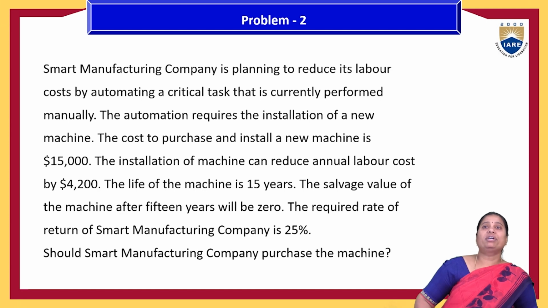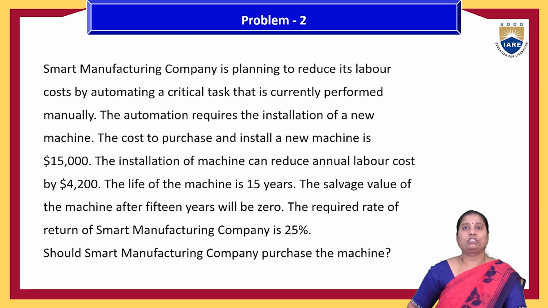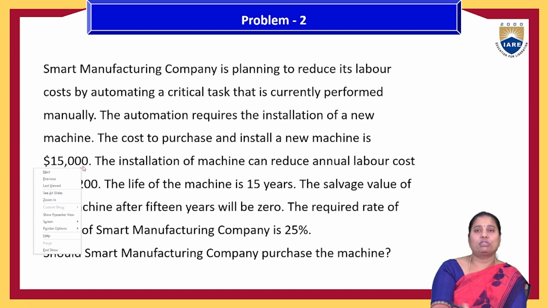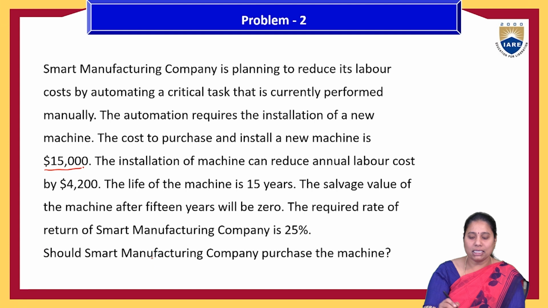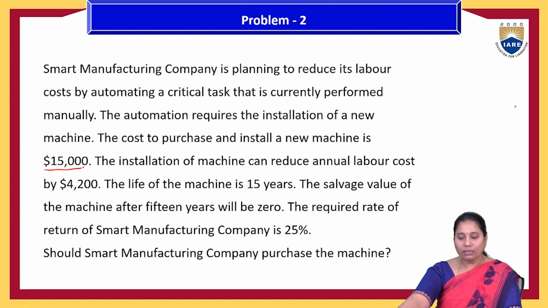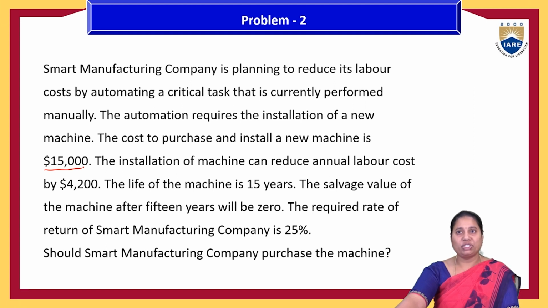And Smart Manufacturing Company is planning to reduce its labor costs by automating a task that is currently performed manually. The automation requires the installation of new machines. The cost to purchase and install the new machinery is 15,000. So the initial investment is $15,000, and the installation of the machine can reduce annual labor cost by $4,200, and the life of the machine is 15 years. The salvage value of the machinery after 15 years will be 0, and the required rate of return of Smart Manufacturing Company is 25%.